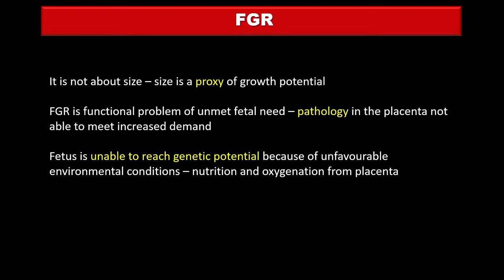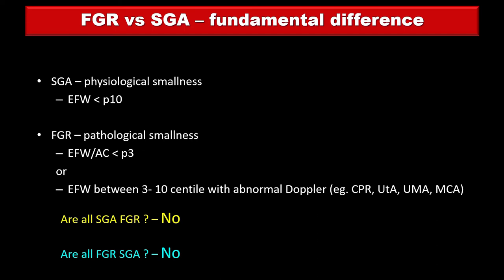Fetal growth restriction is a functional problem of unmet fetal needs because of pathology in the placenta. The fetus is unable to reach genetic potential because of unfavorable environmental conditions, which is nutrition and oxygenation from the placenta. And then we have fundamental differences between FGR and SGA. SGA is physiological smallness, weight less than 10th centile. FGR is pathological smallness with estimated fetal weight or AC less than the third centile, which is a solitary criterion, or the weight in between third and 10th centile with abnormal Dopplers.